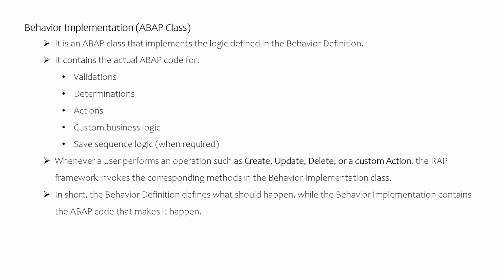Behavior implementation. It is nothing but a global ABAP class. We implement the ABAP logic related to all the definitions and operations maintained in behavior definition. For example, the logic related to the CRUD operations, validations, determinations, actions, etc. should be contained in the behavior implementation class. Whenever the user performs an action on the user interface, either clicks on create, update, delete, or any custom action like approve or reject, the corresponding method will be triggered by the framework from this implementation class.